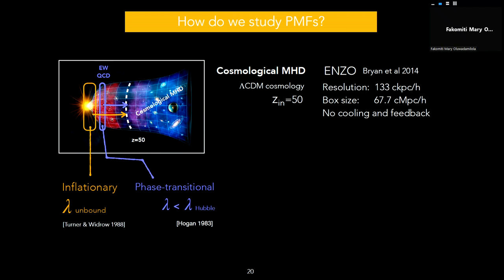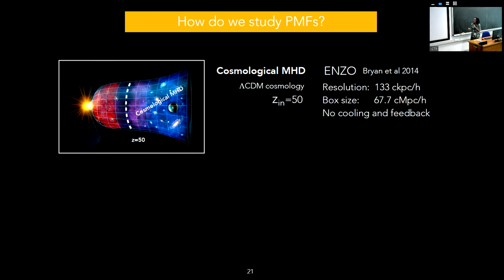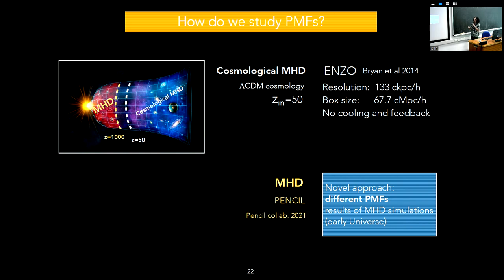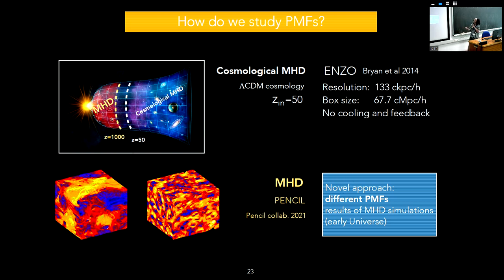We evolve these fields from redshift 50 using the cosmological MHD code ENZO. We employ lambda CDM cosmology without cooling and feedback physics, in order to focus solely on the evolution of primordial magnetic fields during structure formation and the amplification of these fields due to adiabatic processes. A novel approach of our work is that we use the results of previous work, so we take into account the evolution of these fields in the early universe, and we take the outcome of the MHD simulations with the Pencil Code as initial conditions for our cosmological simulations.